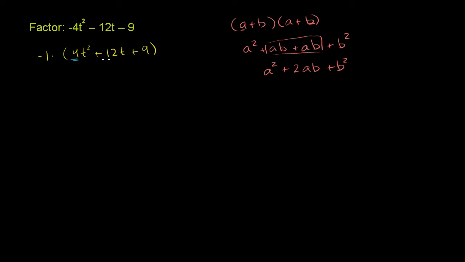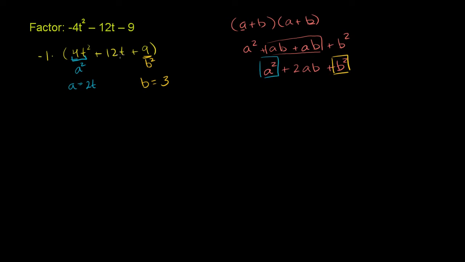Now, does 4t squared plus 12t plus 9 fit this pattern? Well, if 4t squared is a squared, then what does a have to be? If this is a squared, then a would be equal to the square root of this. It would be 2t. And if the 9 is b squared, then that means that b is equal to 3. It's equal to the positive square root of the 9. Actually, it doesn't have to just be equal to 3. It might have been negative 3 as well. It could be plus or minus 3.